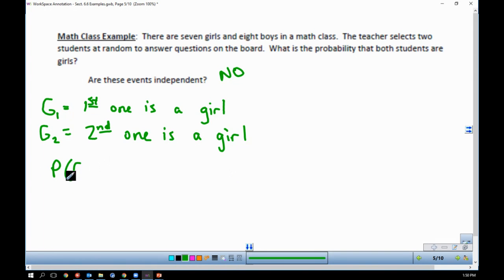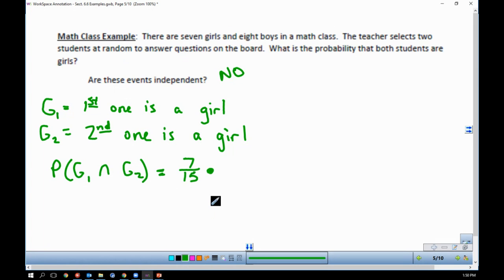So the probability that G1 and G2 occur. Well, what's the probability that they pick a girl first? There are 7 girls, 15 total. So 7 out of 15. Now, let's say the first one is a girl.